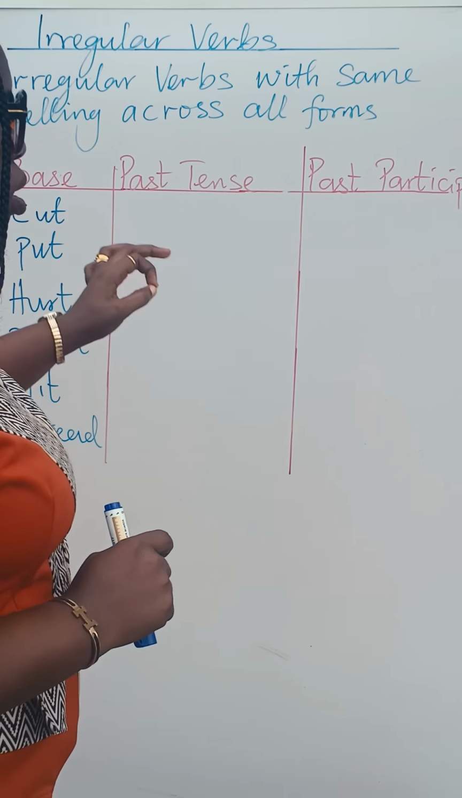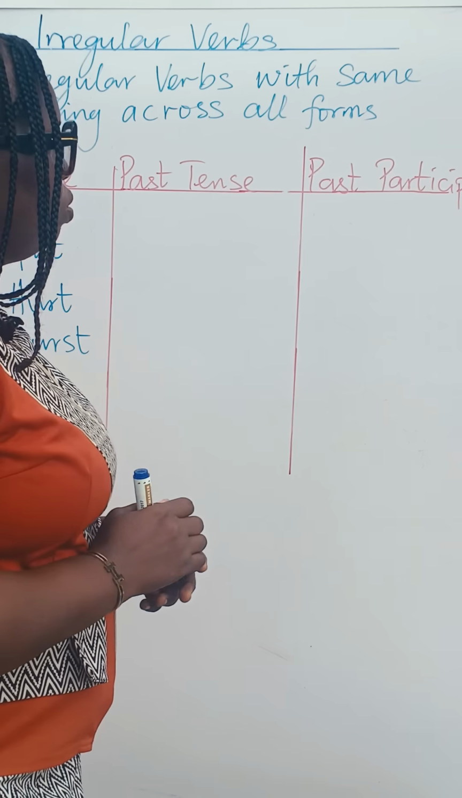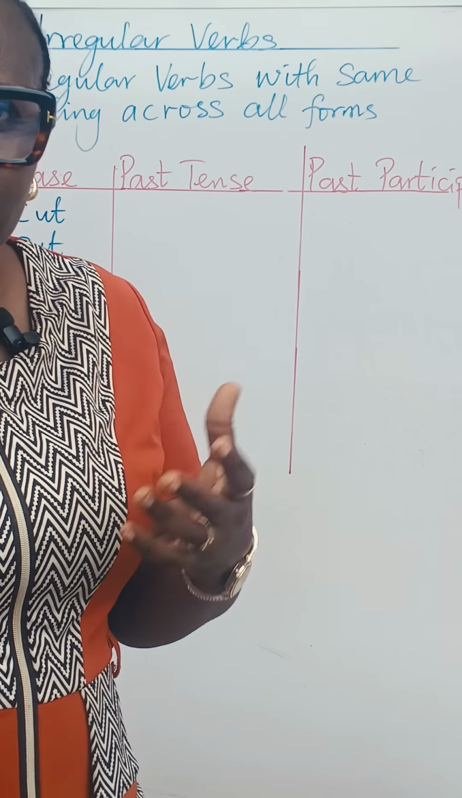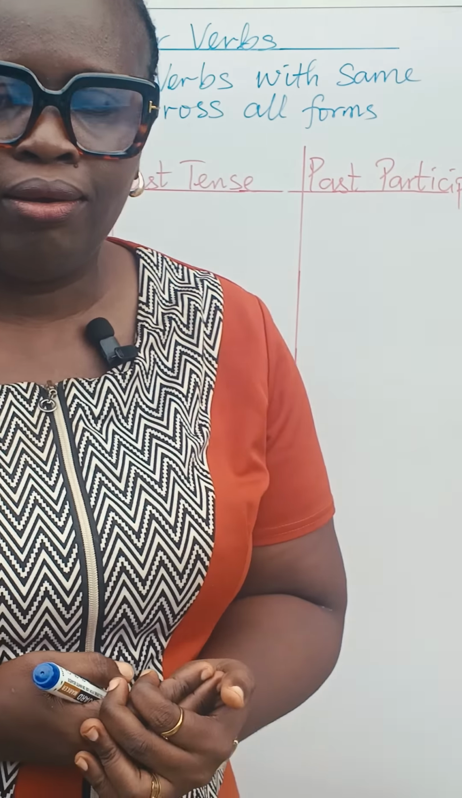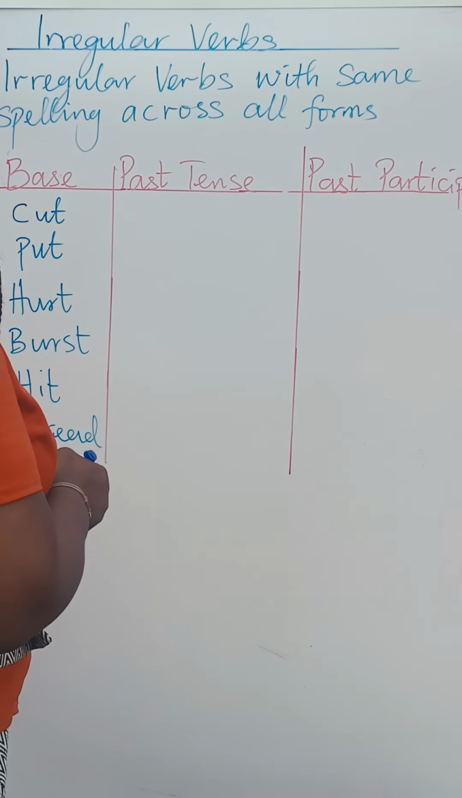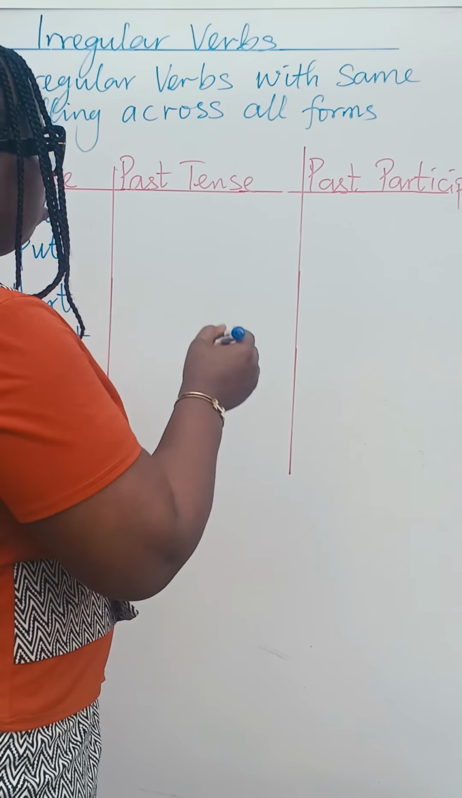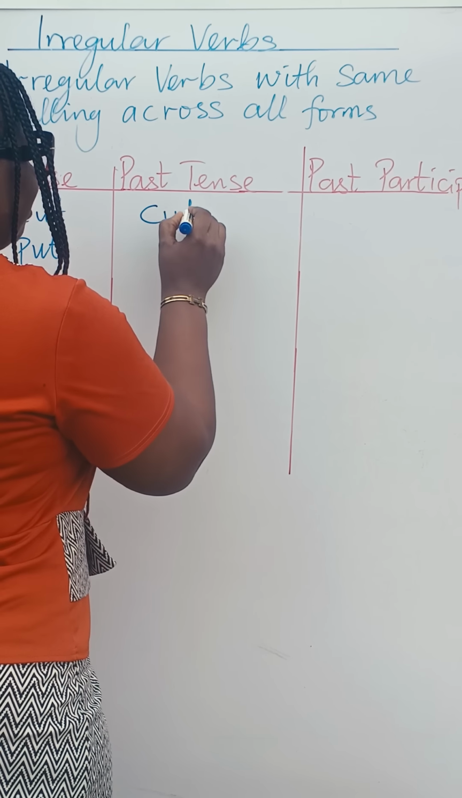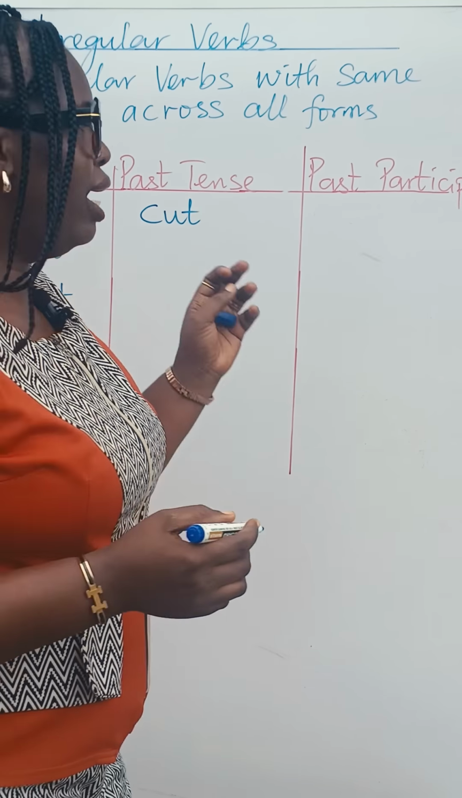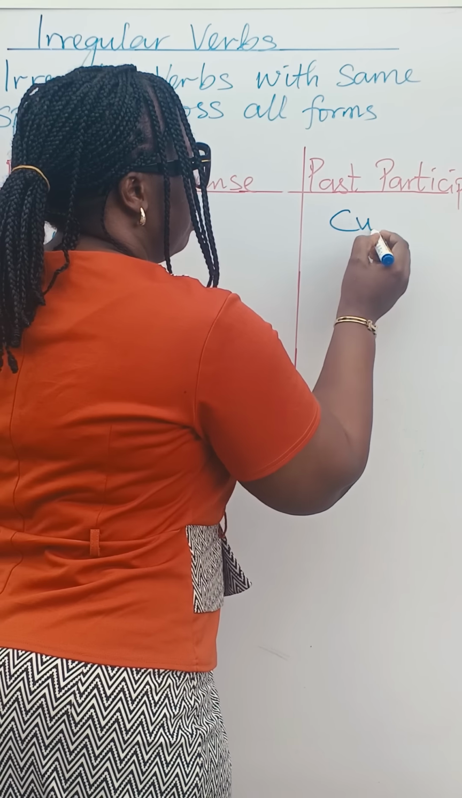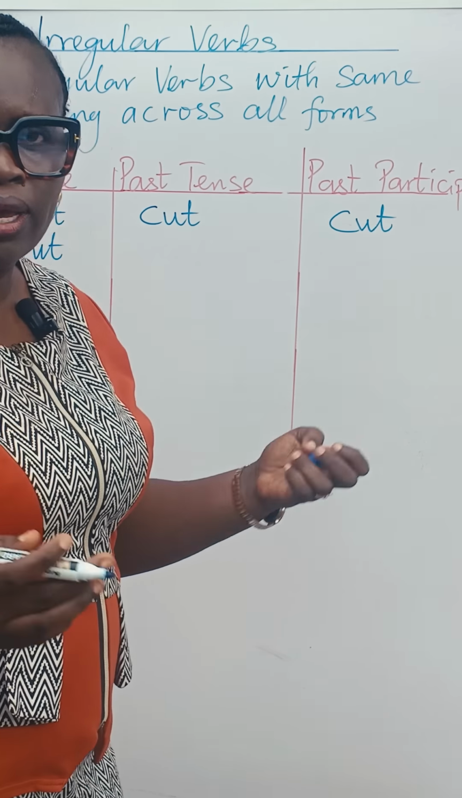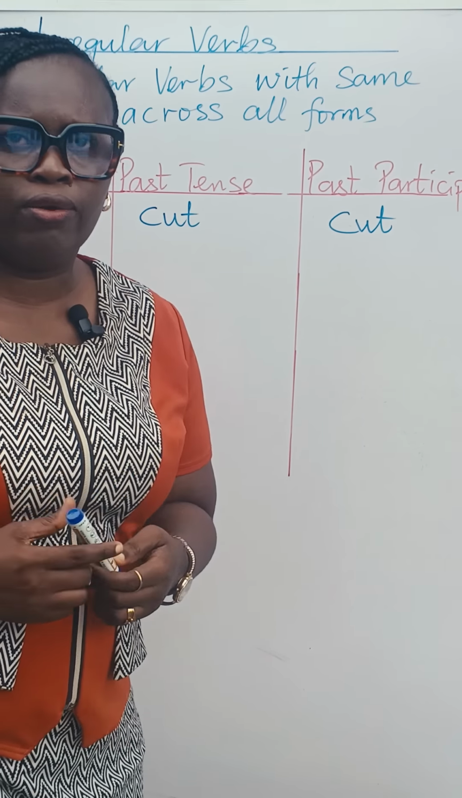Look at one, cut. Am I going to write cutted? How does it sound in the ear? Doesn't sound right. So we have cut as the past tense, and the past participle still remains cut. That is why it is grouped under irregular verbs.